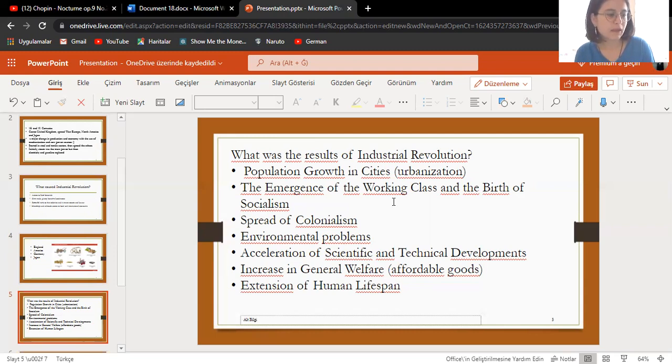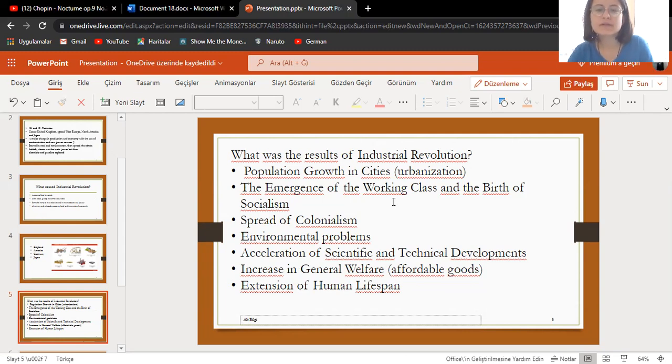now we had a word to describe that class of the population: the working class. That word came to life with the Industrial Revolution and the emergence of the working class. Yes, as I said, and the birth of socialism.